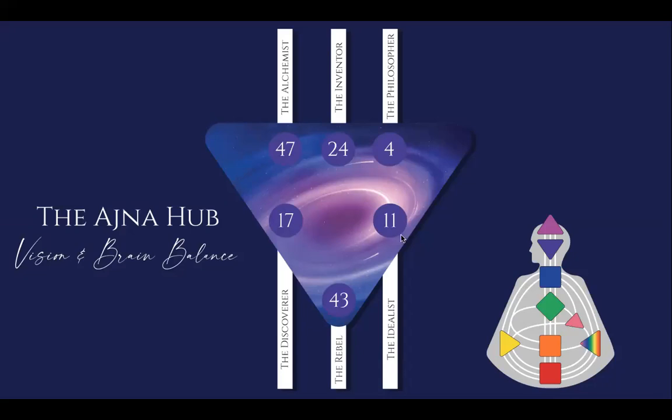And then the rebel archetype, this is gene key 43, moves from deafness to epiphany through the pathway of insight. And then we have the 17, which we call the discoverer, and the discoverer moves from opinion to omniscience through the pathway of farsightedness. And those are the six archetypes that live in the Ajna Hub.